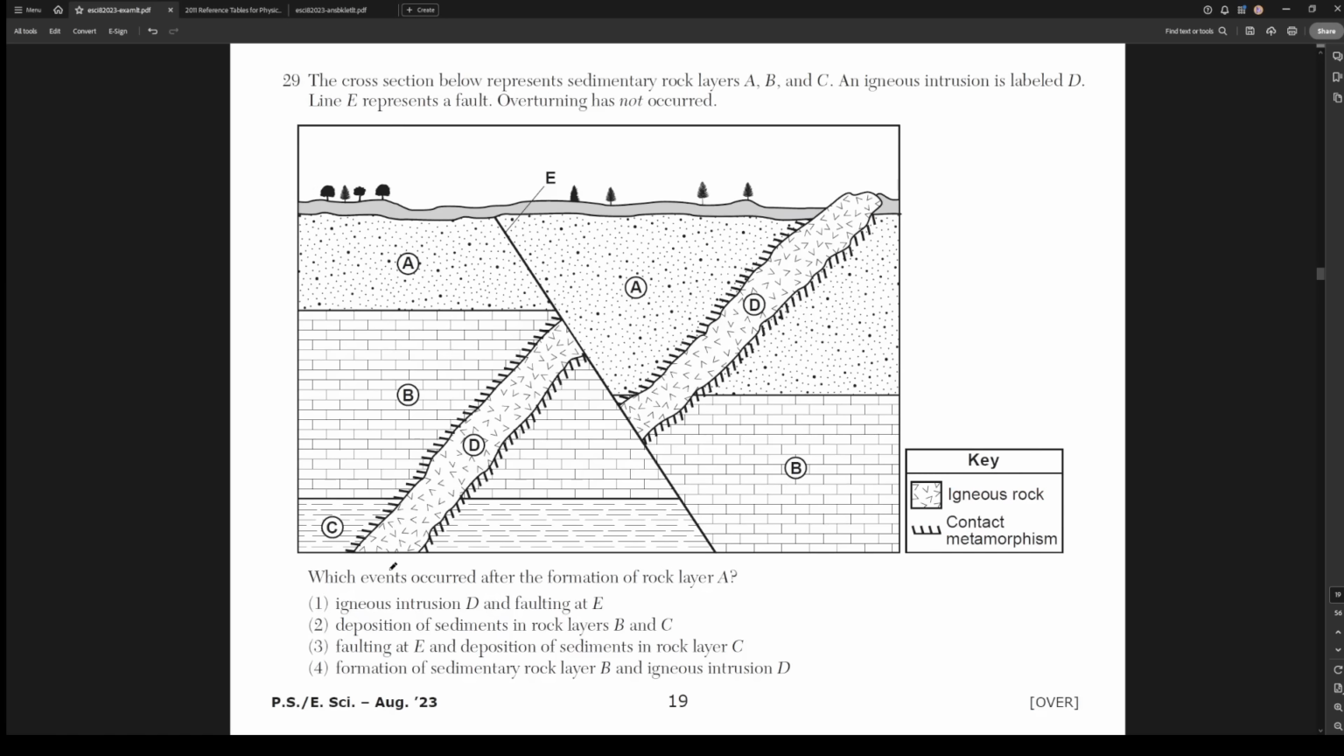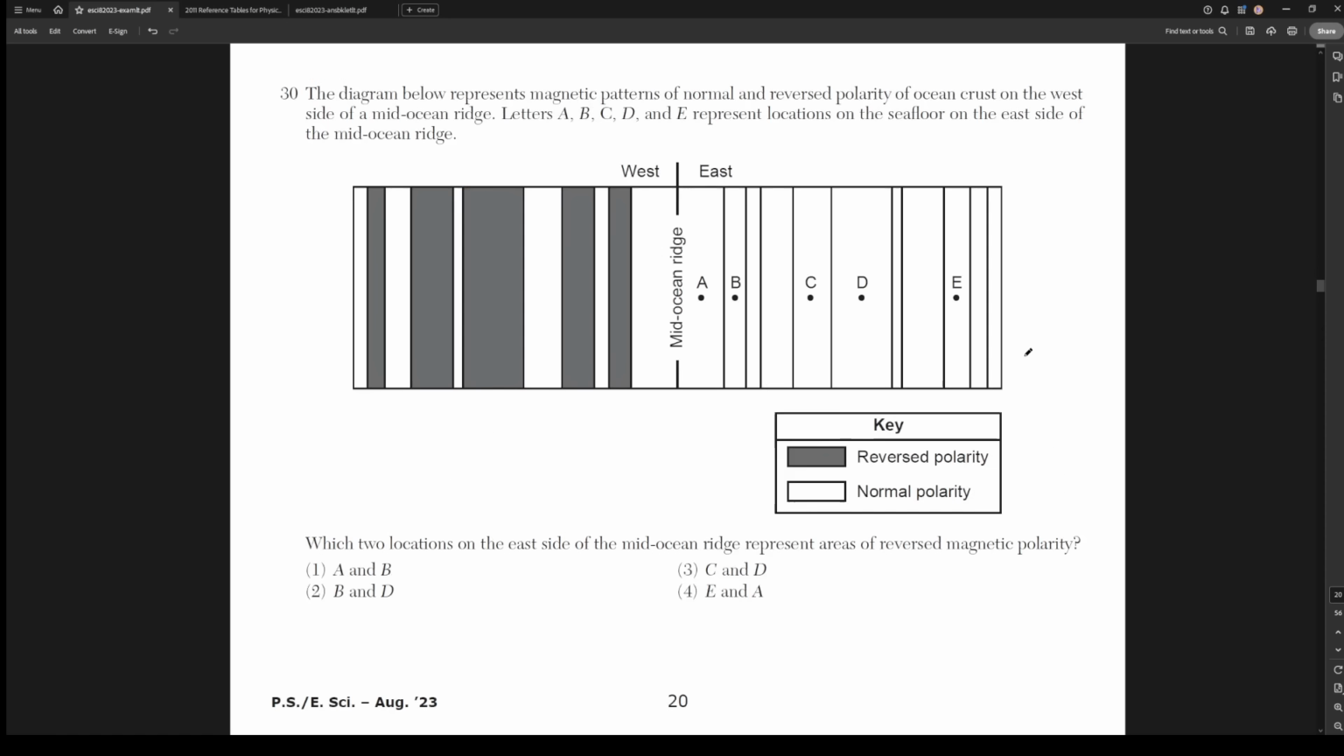All right, 29. Which events occurred after the formation of rock layer A? Rock layer A is here and here. It seems like this fault happened after A because they're split. So the fault is definitely after A. And then this intrusion here also cut through A. So it would be the intrusion and the fault. 1. You could also say this, but that's not a choice.